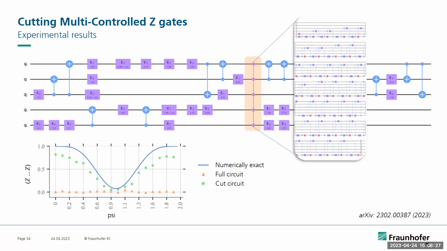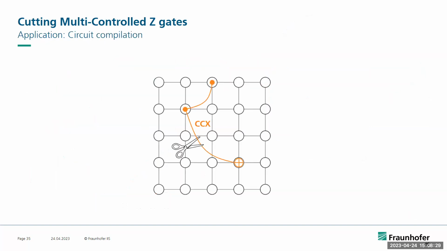And so this is maybe interesting to use when compiling quantum circuits. So for example, you could simulate by circuit cutting a multi-control set gate which connects 2 qubits which are very far apart on the hardware graph, and then you could just simulate it virtually, so to say, by using circuit cutting.